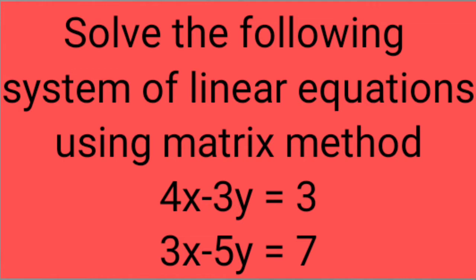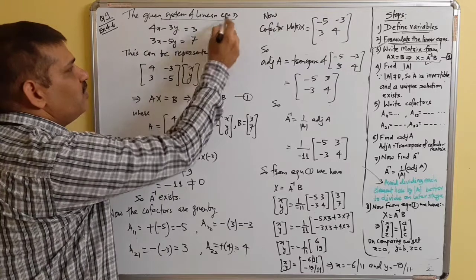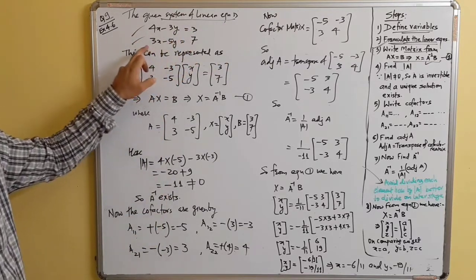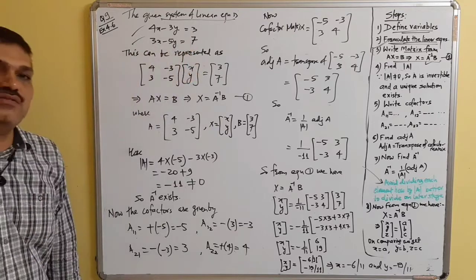Now we take a 2 by 2 system, that is, two simultaneous equations in two variables, and we try to find the solution of that problem. So here we take question number 9 of exercise 4.6. We are given two simultaneous equations in two variables. The first one is 4x minus 3y is equal to 3. The second one is 3x minus 5y is equal to 7.